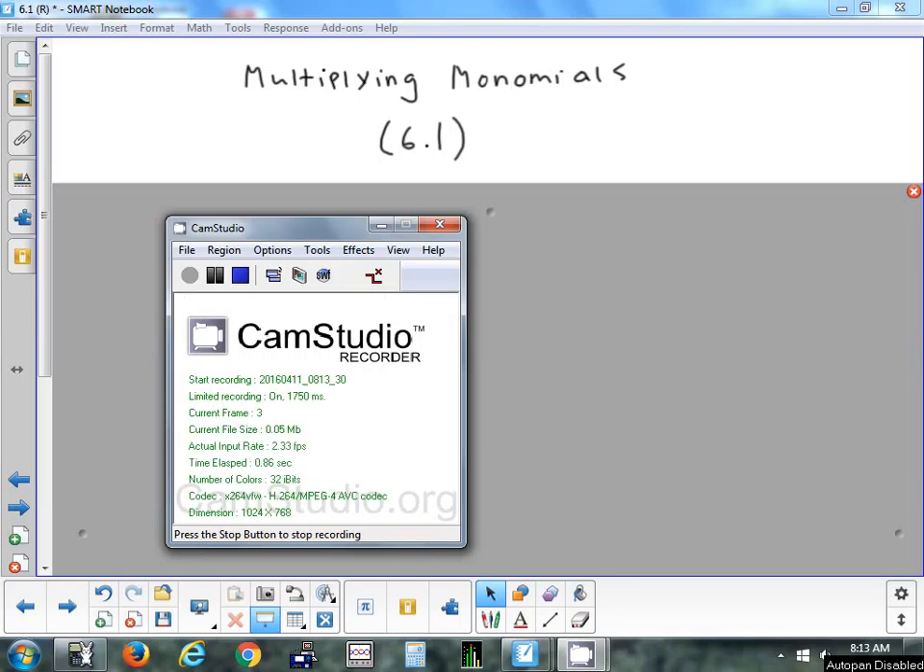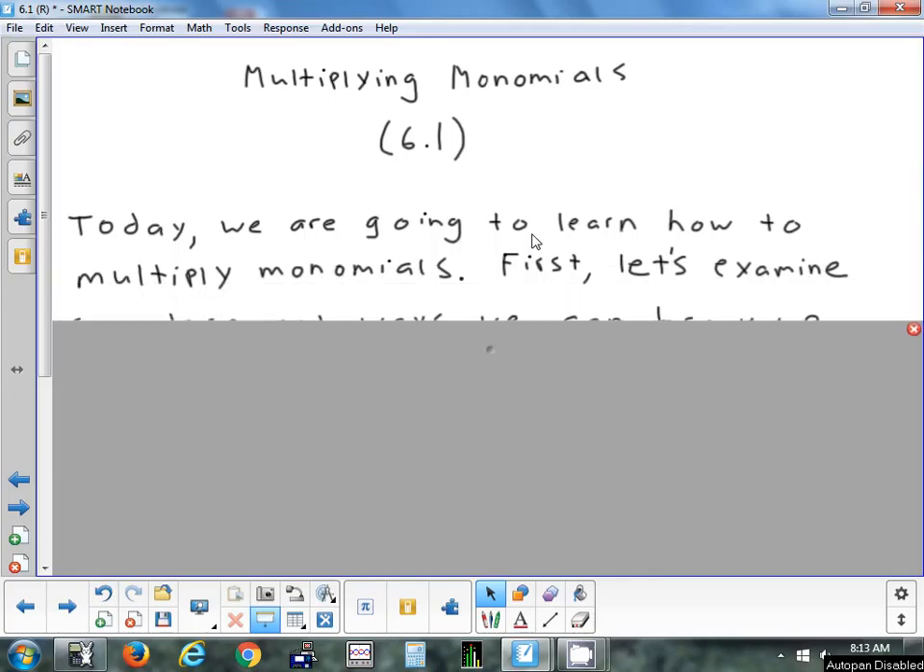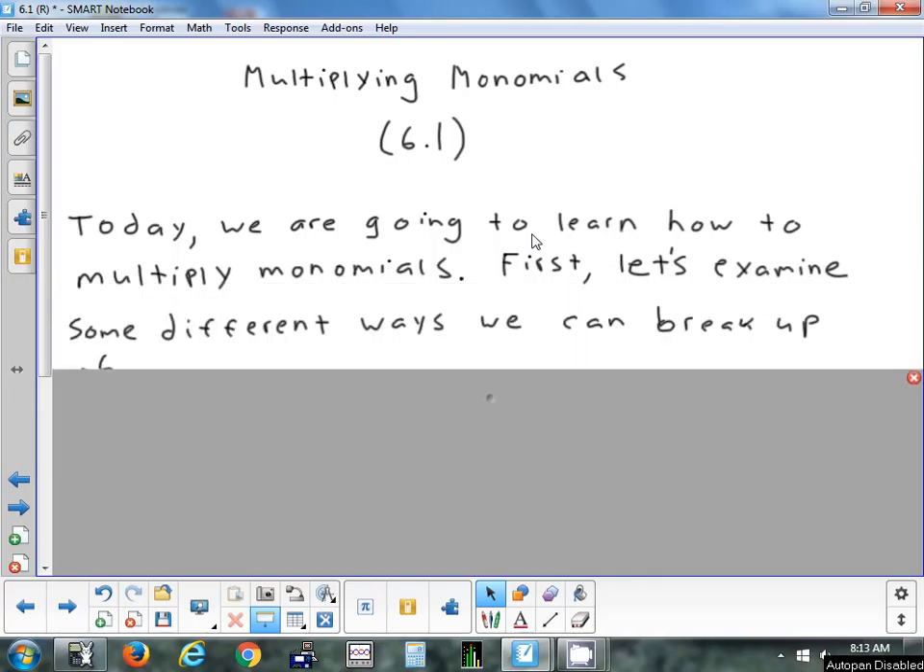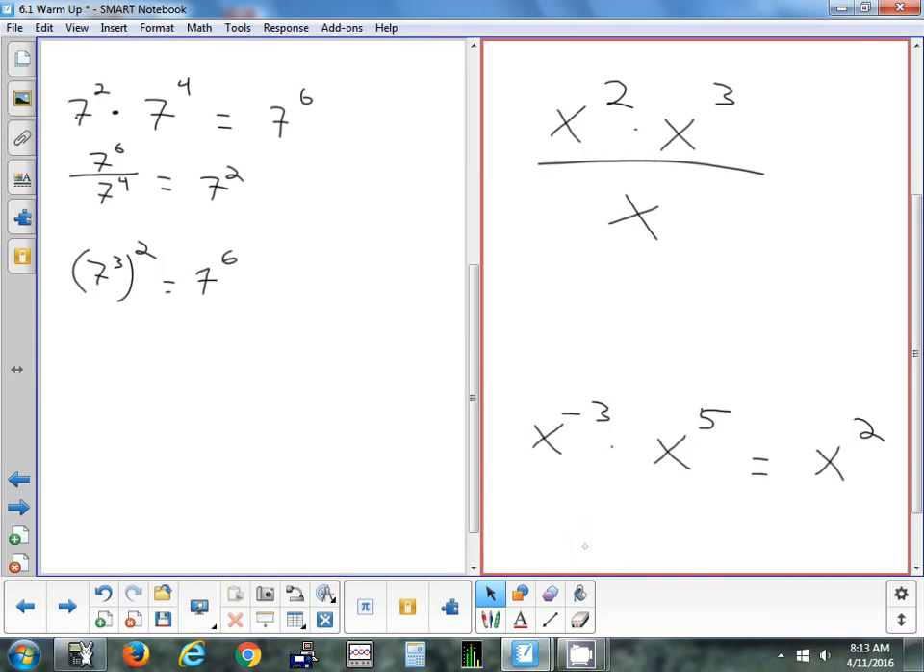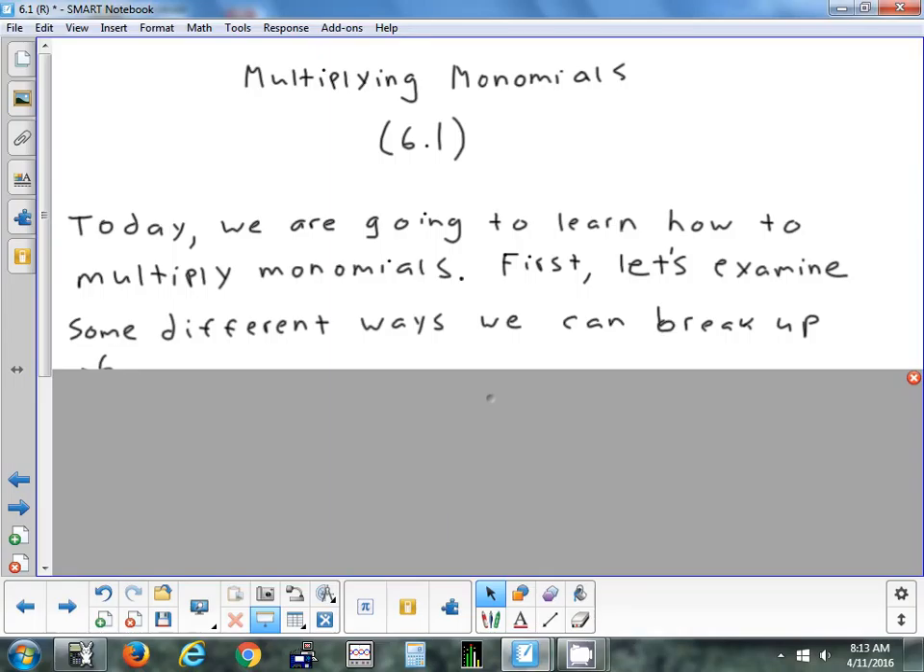Right, so our last unit we're going to take a look at for this year is on exponents. So we're going to start out just by looking at some basic rules for exponents. Those things we were looking at in the warm-up when we multiplied something like x squared times x cubed, x to the negative third times x to the fifth, 7 squared times 7 to the fourth, all that stuff, those are all called monomials.